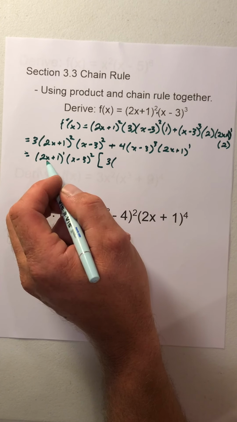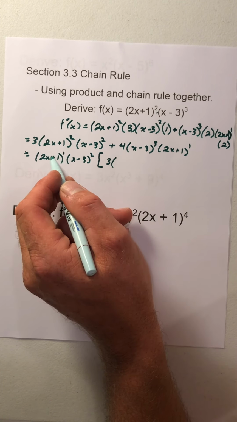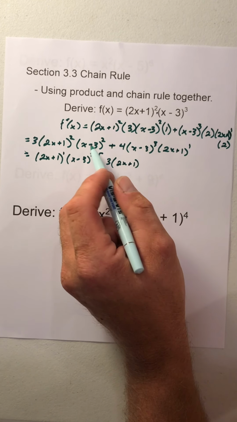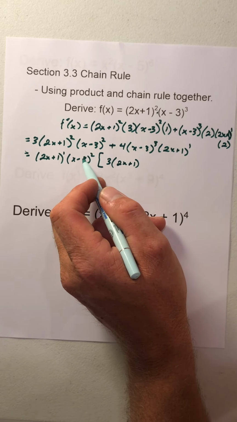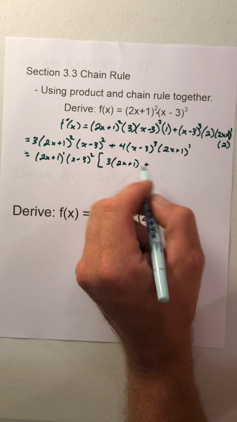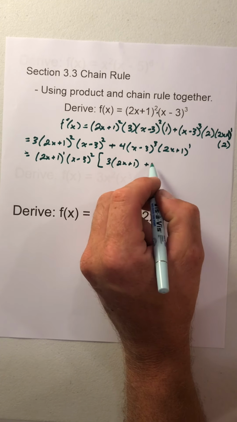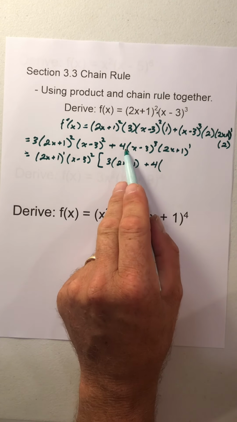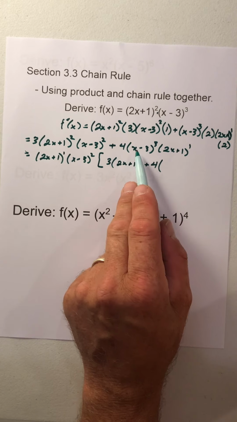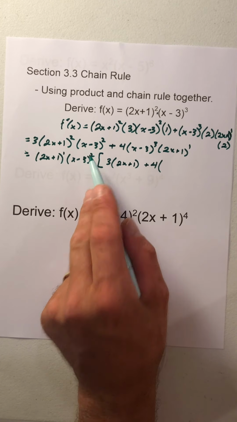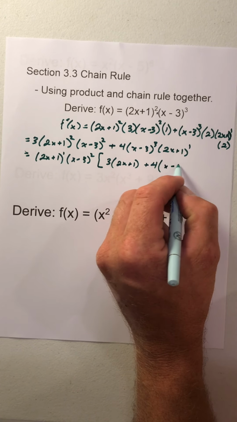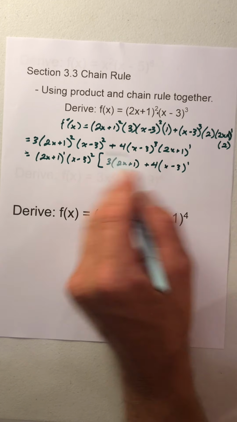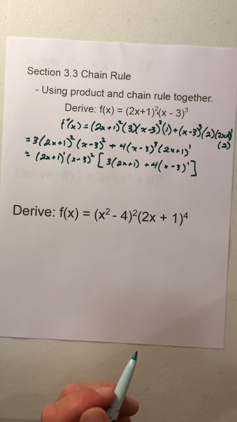So we have our 3. We had 2x plus 1 squared. We're taking one of them out, so we'll be left with 1 in our brackets. X minus 3 to the second, we're taking both of those out, so we won't have any x minus 3's in our first term in our bracket there. But in our second term, we have our 4 left over. X minus 3 to the third, we're taking two of those out, so we have x minus 3 to the first left. And then 2x plus 1 to the first is going out as well.